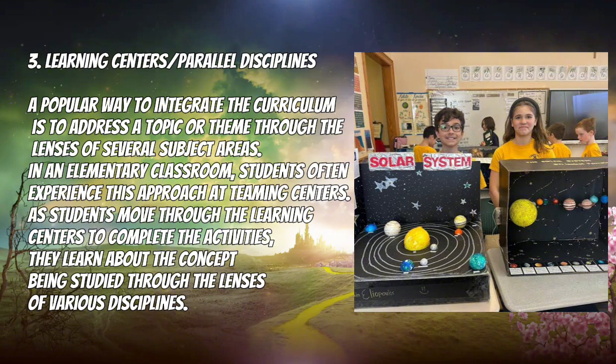To make things clear, here's an example. In an elementary school, students study the solar system by exploring different learning centers. One center focuses on science, another on math, which focuses on calculating distances, and a third is on art, which focuses on drawing the planets. So basically, in this approach, we are integrating various subjects to enhance their learning, right?